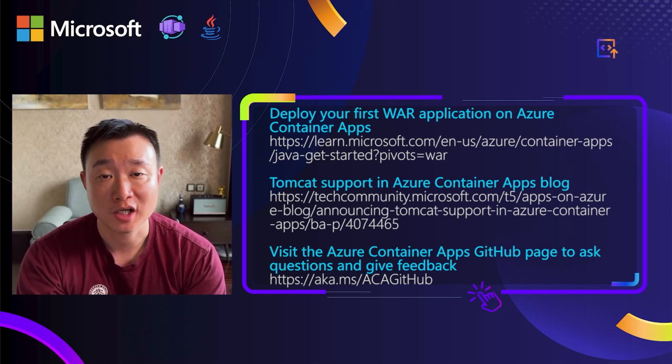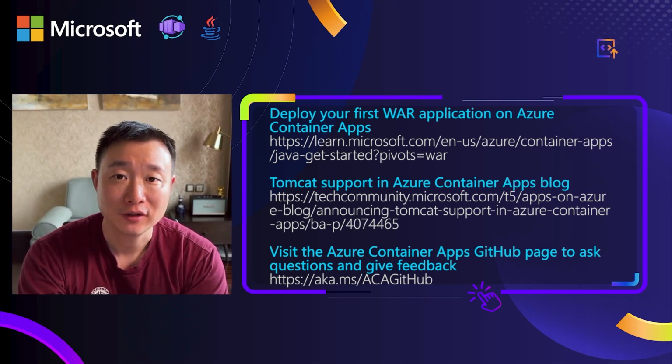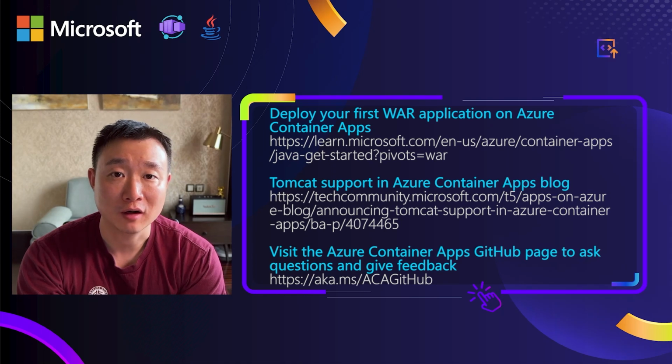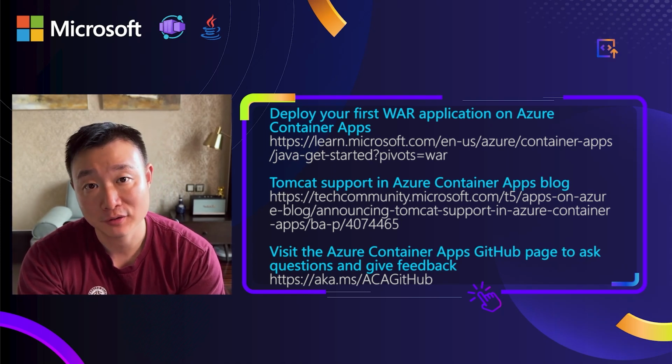All right, that's it for running Java web applications on Tomcat inside of Azure Container Apps. You can run your own WAR file on Azure Container Apps, following the step-by-step guide linked in the video description.